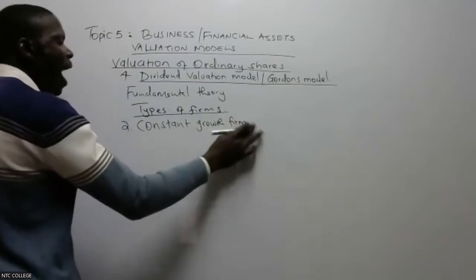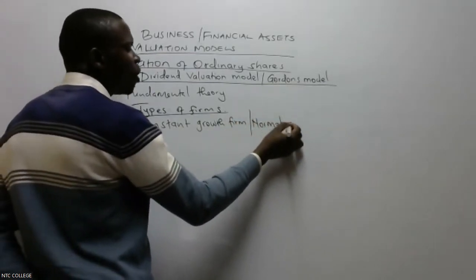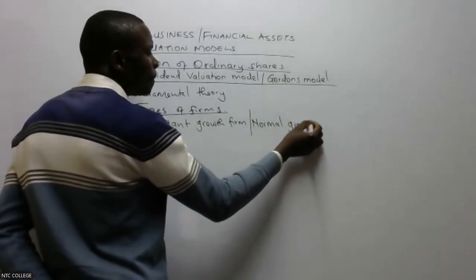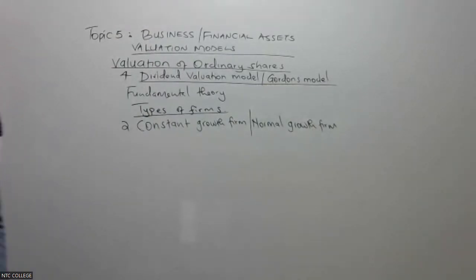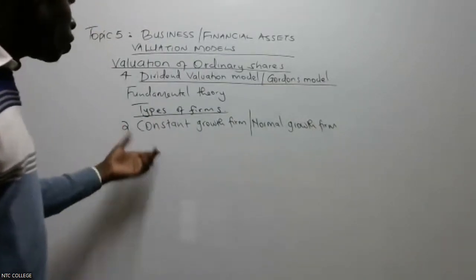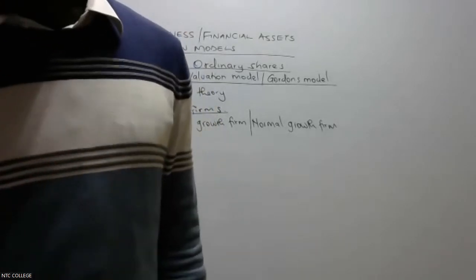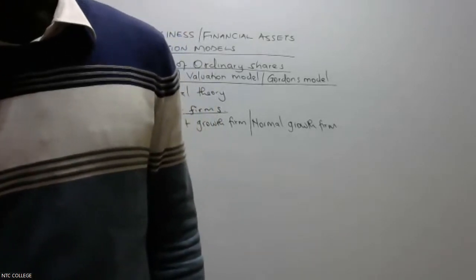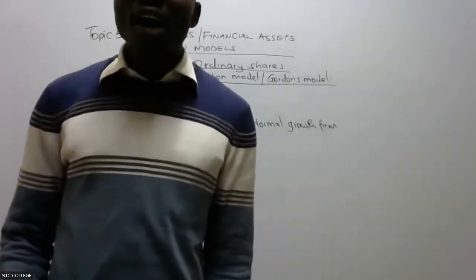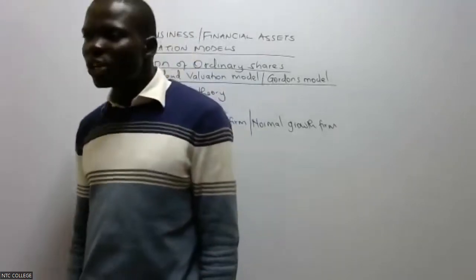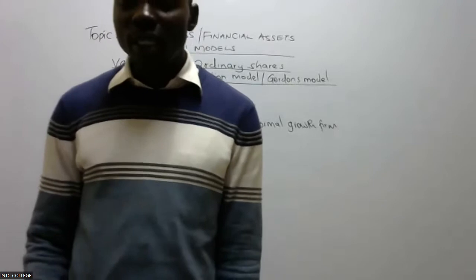Constant growth firm. Another person will call it a normal growth firm. They are one and the same thing. So a constant growth firm is a type of firm whose dividends grow at a constant growth rate to perpetuity.